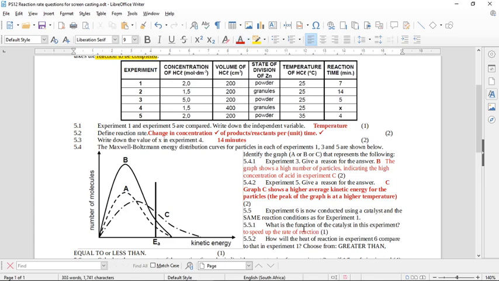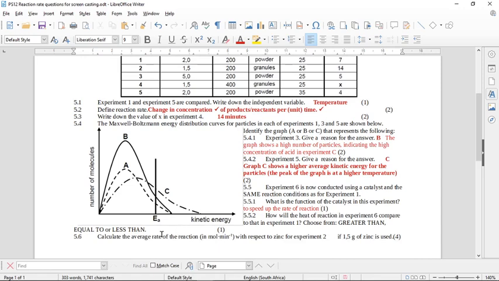How will the heat of reaction, this heat of reaction is the other name for delta H, how will the heat of reaction in experiment 6 compare to experiment 1? You can only change the heat of reaction by changing your reactants and products, so it must be equal to. The catalyst is going to do absolutely nothing to your delta H. Your delta H is going to remain the same.